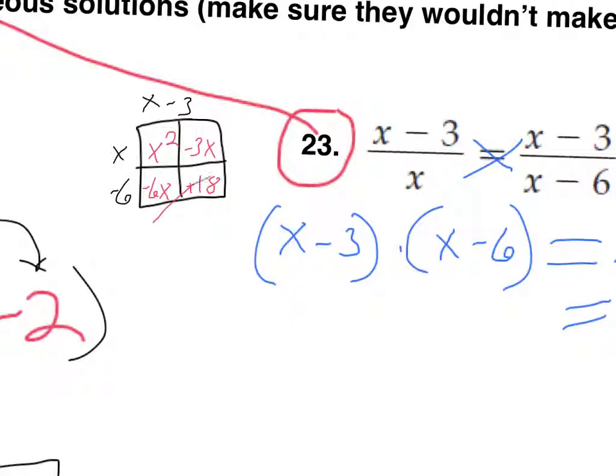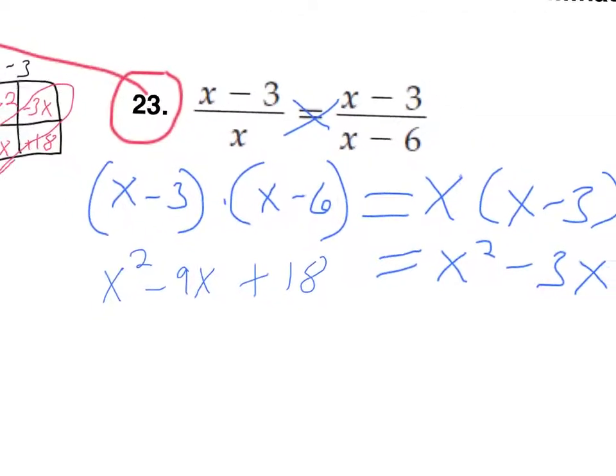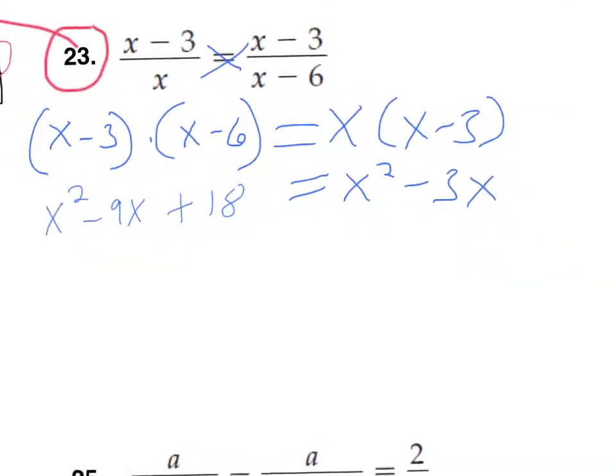And notice we have some like terms here, so we can combine those. So let's rewrite this now. It's going to say x squared, and then our like terms are going to add together to make negative 9x, and then plus 18. Okay. Now we need to solve this.